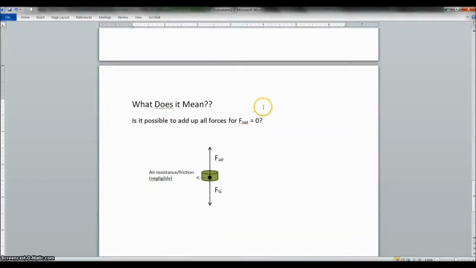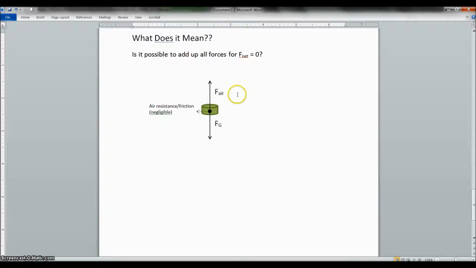Now I'm going to go to the what does it mean question. The question is: is it possible to add up all forces for F net equal to 0? And my answer to that is yes. In this system, there's only 2 main forces acting on the puck, which are the force of the air from the table and the force of gravity moving down. And those forces are equal and opposite. That keeps the velocity constant as it moves across the table.